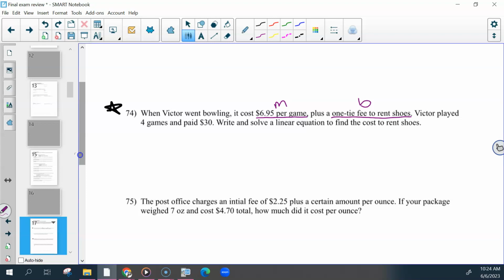And then your x would be your input, your y would be your output. So in this case, y, our output, is usually our total. And then that means the 4 games would be our x, our input. How many games did we play times the cost plus the amount to rent the shoes would give us our total. Knowing all of that information, we could set up our y equals mx plus b with the numbers. So 30 equals our m, 6.95, our x, 4, and we don't know b. Then we could just solve for b.